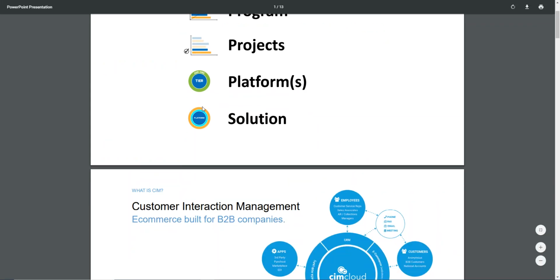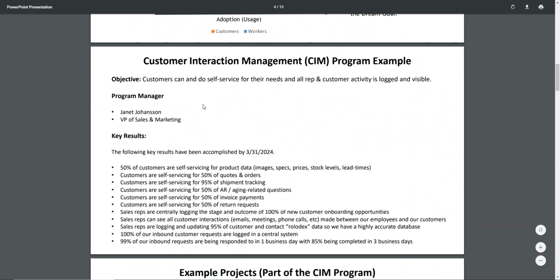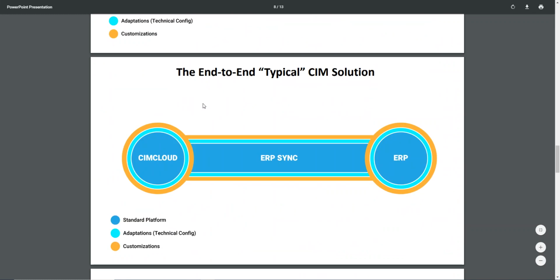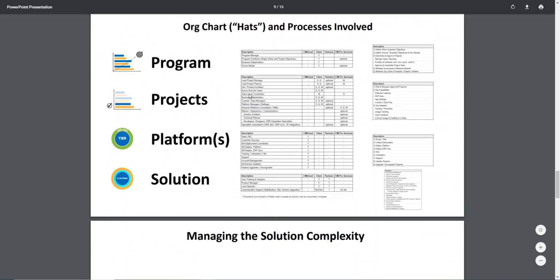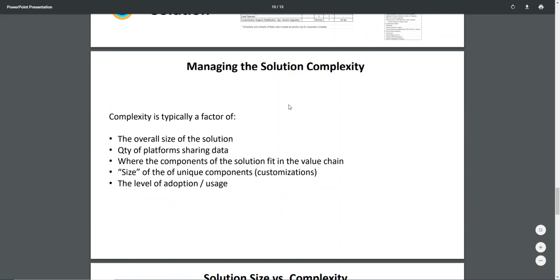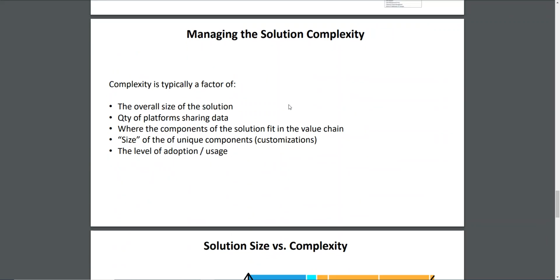So going back to this, if you look at those different job functions that we just talked about and the processes associated with these pieces, there's a couple things that you need to understand related to managing the solution complexity, and that's the overall solution, platform plus adaptations plus customization and your content and data.